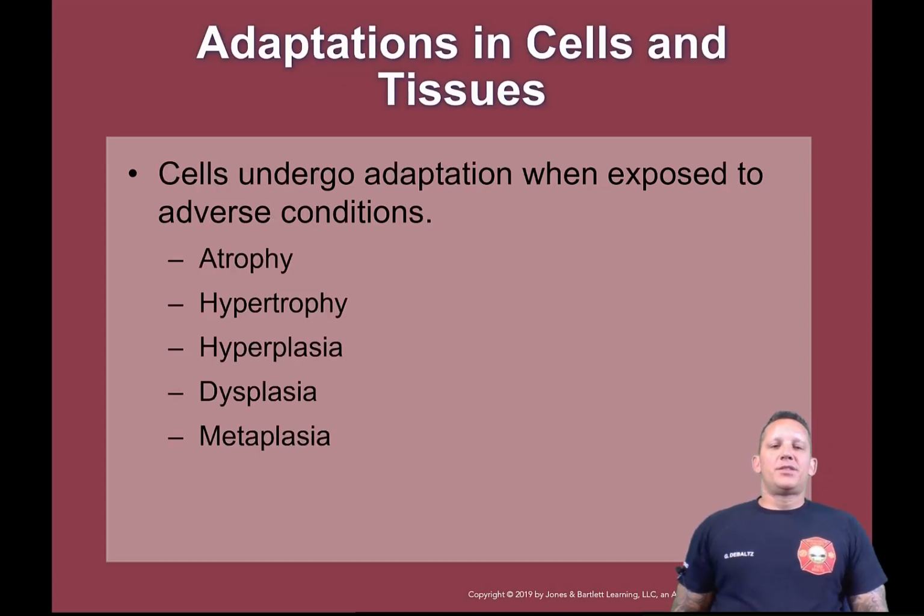So there are some adaptations in cells and tissues when they're exposed to adverse conditions. There is atrophy, which is the shrinking or wasting of a cell. Hypertrophy, which is the volumizing of a cell. Hyperplasia, which is the reproduction of a cell exactly the same as the initial one. Dysplasia, which is the creation of a cell that is non-healthy from a particular cell. That would be something like a cancerous cell. And then metaplasia, which is a normal cell converting into a new but different normal cell.